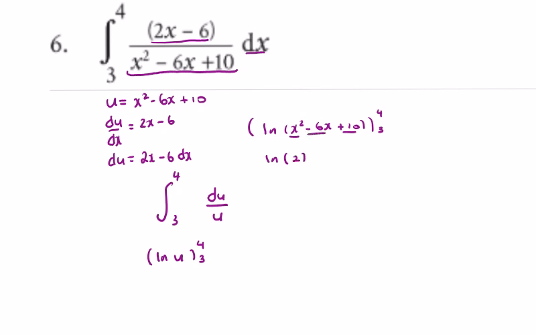the natural log of 2 first. Then we're going to have minus the natural log of 9 plus 10, 19, minus 18, so the natural log of 2 minus the natural log of 1, which is the natural log of 2 over 1, which is the natural log of 2.